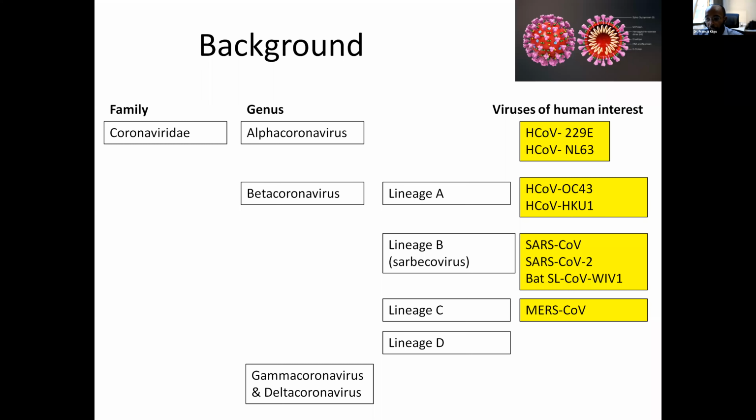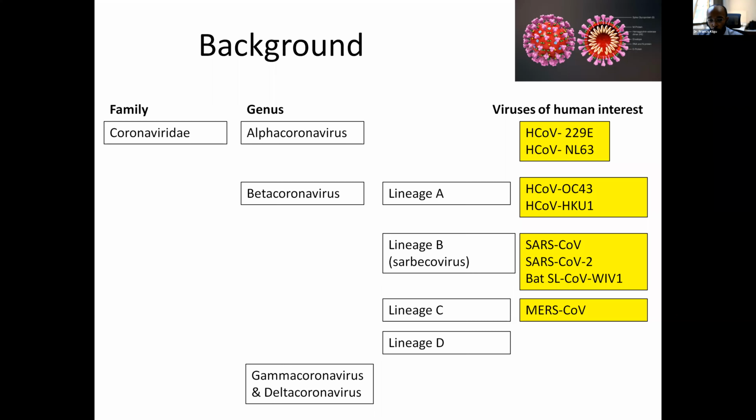And we have quite a number of viruses of interest that have been associated with pathogenicity in human beings. Within this broad family, we have four genera. Starting off, we have the alpha coronavirus, where we have two viruses, human coronavirus 229E and the human coronavirus NL63. And they're of importance because they have been associated with mild respiratory disease, presenting as a common cold.